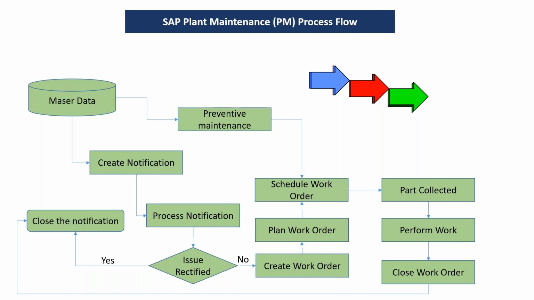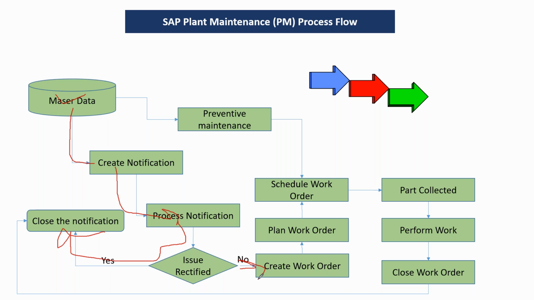Whatever actions, whatever tasks have been completed, whatever activities have been performed to rectify this issue, that also needs to be tracked in the notification. If it is rectified, then we can close the notification. So the process flows from master data, which will have the equipment and functional location, then create notification, process notification. If it is rectified, close the notification. If any cost is involved, it will go to the work order. We call it a work order in business language.